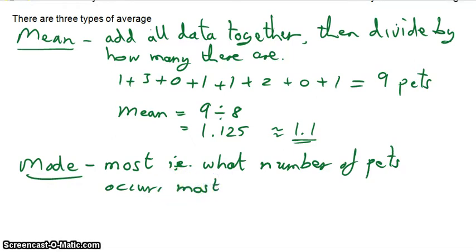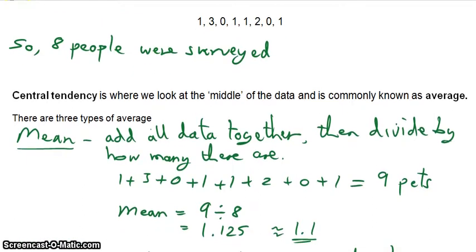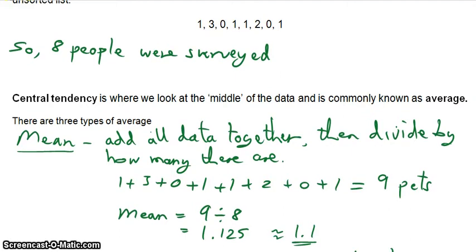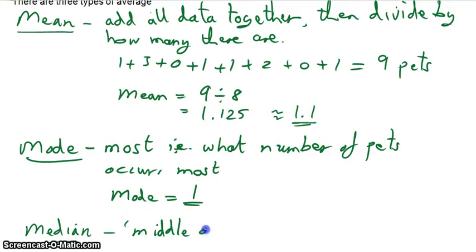Well, looking at our data, I'll just flip back again. You can see, what's most families got? Most families have got 1 pet. Just by looking, and that's all it is, by inspection, the mode is 1. The last one is called the median, and to me that sounds like the middle one. So median, middle one, same sort of thing.